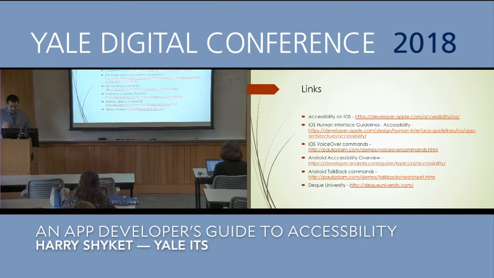Okay, and just some links for accessibility. They have great documentation for accessibility on each platform. VoiceOver commands, Android TalkBack commands. I was going through, and Samsung has their own voice assistant, which I found strange. So Android has TalkBack and Samsung Voice Assistant. I'm like, that's one too many, I think. So I'll just probably review VoiceOver and TalkBack. And DQ University is a great resource for mobile app accessibility.